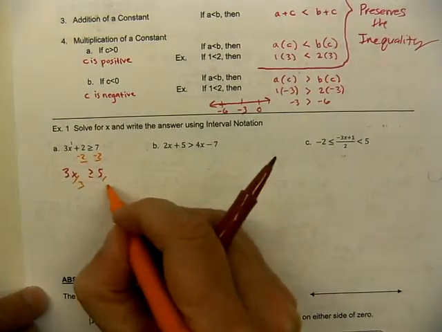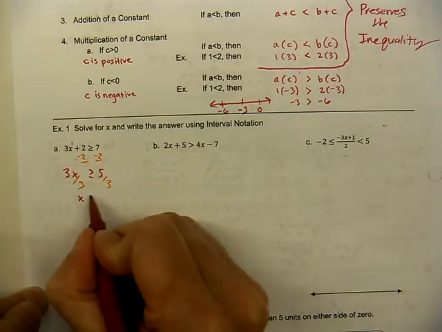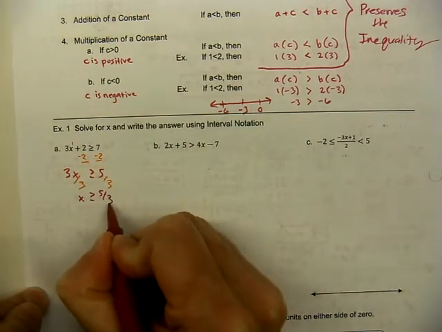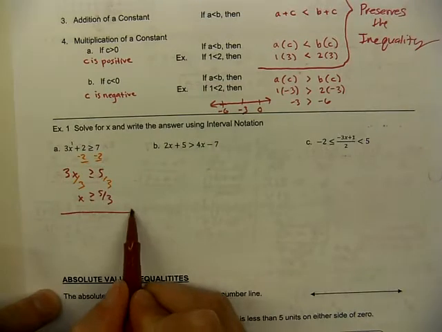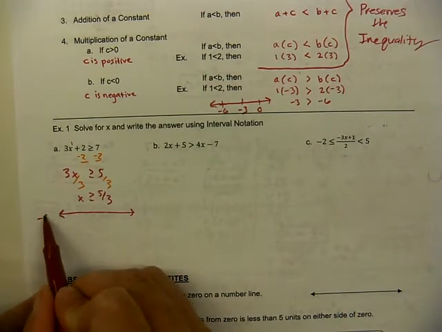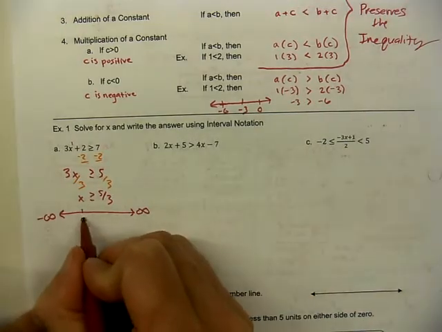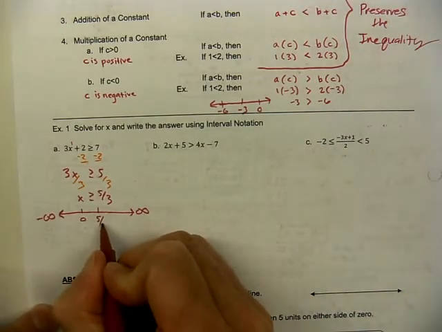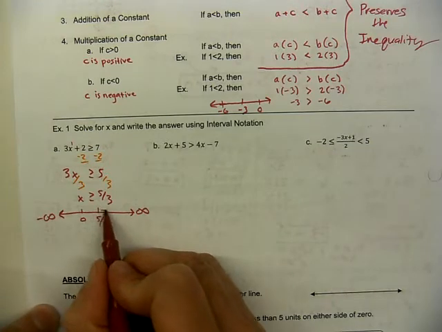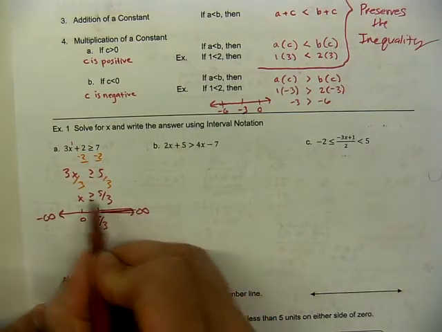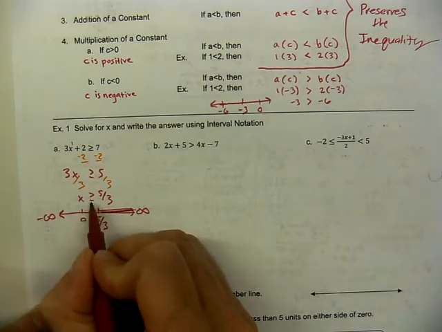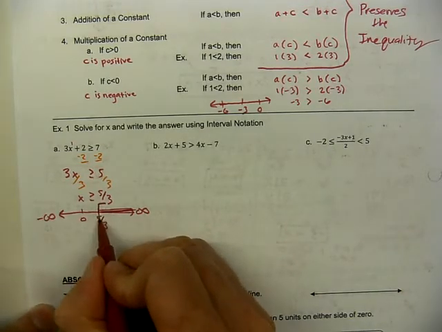In a couple of steps, we've isolated our variable. We get x is greater than or equal to 5/3. If I were to draw a number line just to illustrate what we have here, the number line goes from negative to positive infinity, and somewhere on that you have a value of 5/3. We want to shade greater than, so we're shading to the right of 5/3, but at the greater than or equal to sign, we don't use a dot, we're using this bracket.